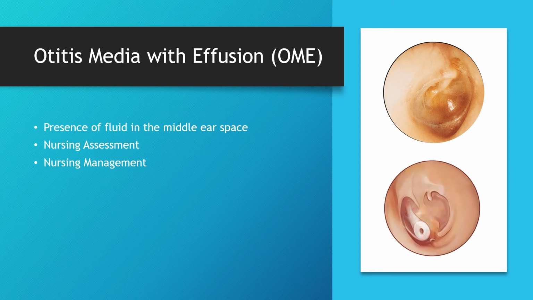The standard treatment for persistent otitis media with effusion is our pressure equalizing tubes, our PE tubes. These are those tubes that are surgically placed in the tympanic membrane via myringotomy, and these tubes will stay in place for several months, and they will generally fall out on their own.